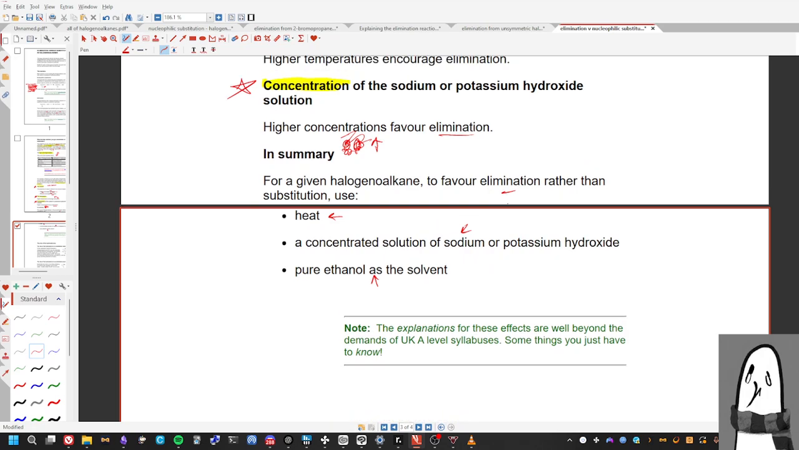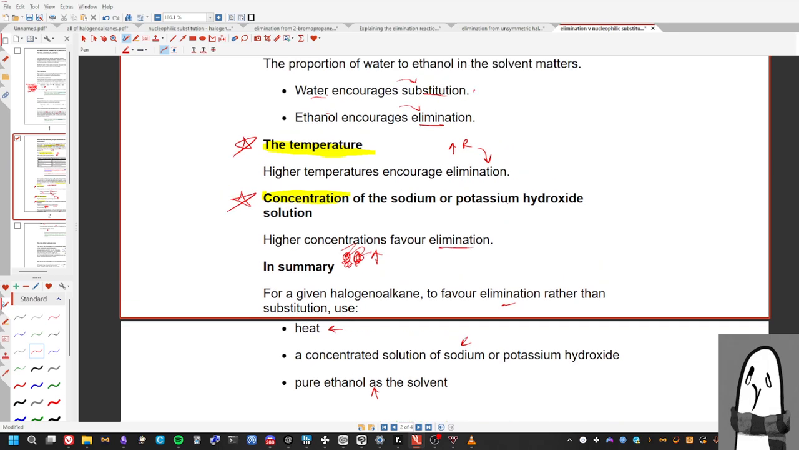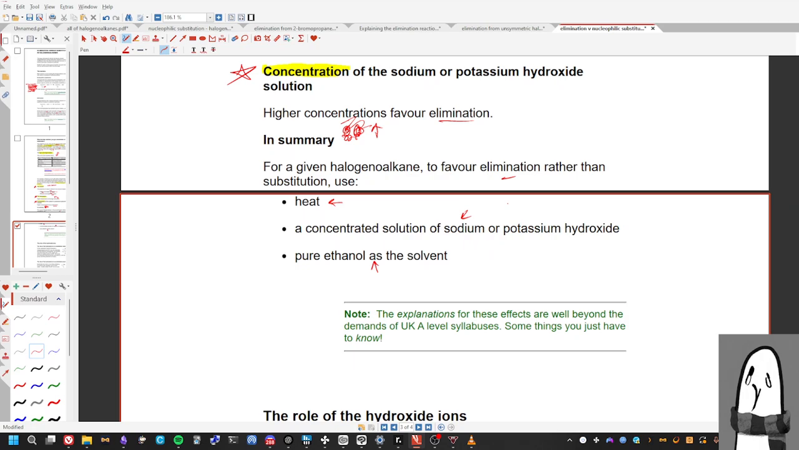And also, I don't know why they didn't mention that, but the halogenoalkane itself should be tertiary. But okay, cool.